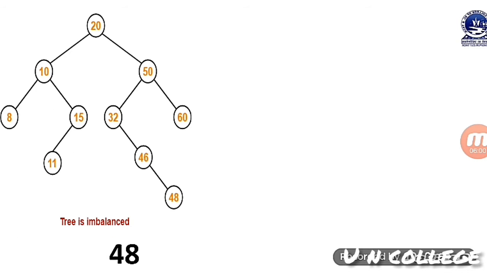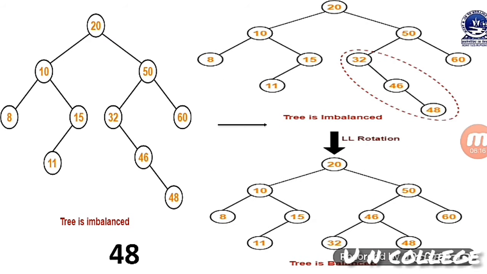Now we will insert 48. When we insert 48, the tree is imbalanced. How? The balancing factor of 48 is 0, of 46 is -1, and of 32 is -2. That's why. And it is very simple. Here we perform rotation on 32, 46 and 48. We take these three and make a left rotation, and now the tree is balanced.